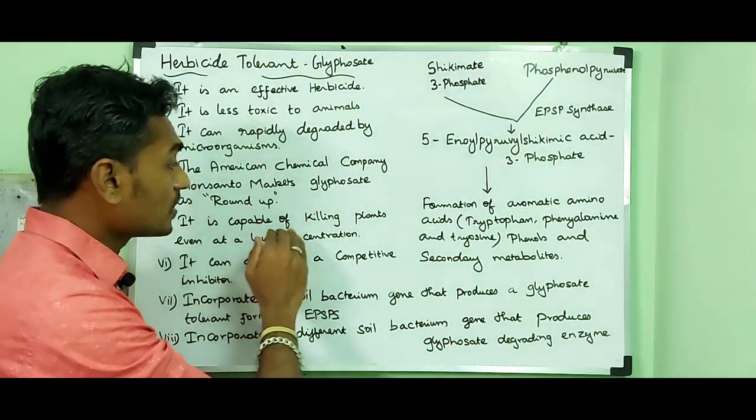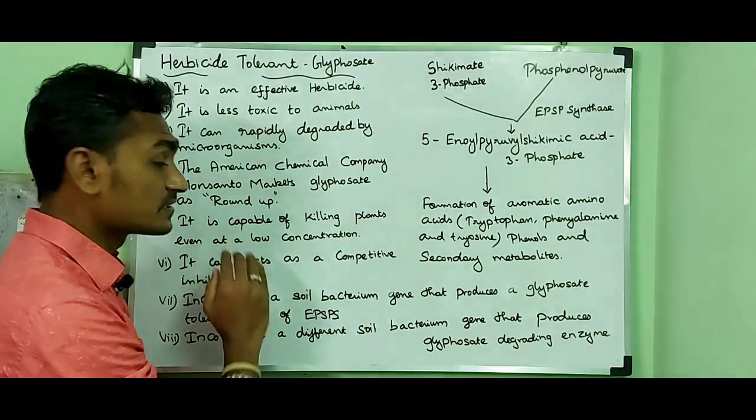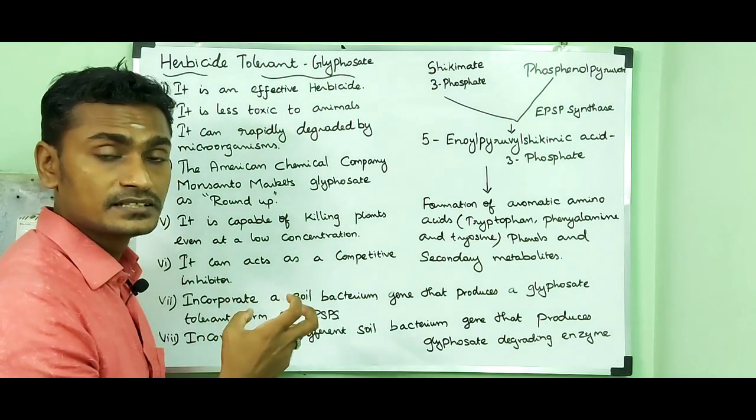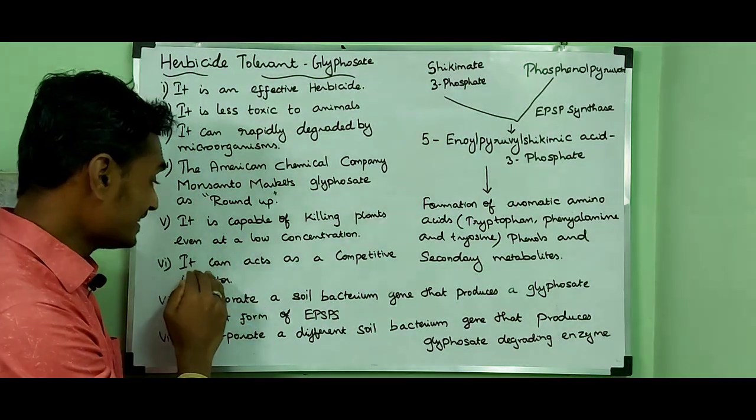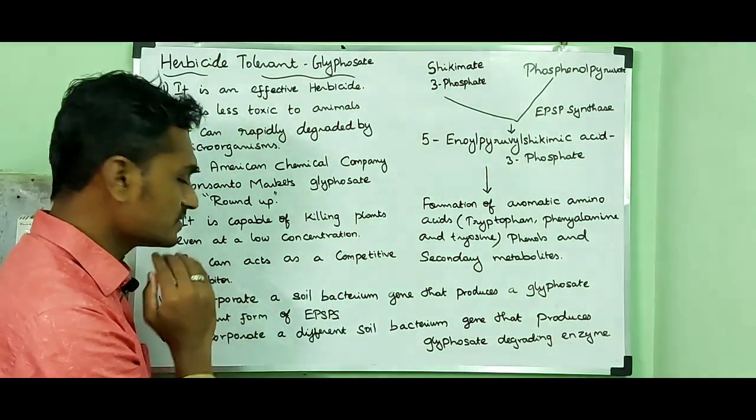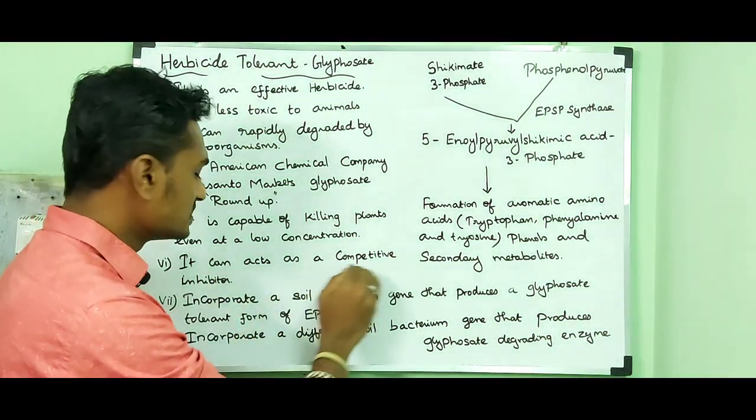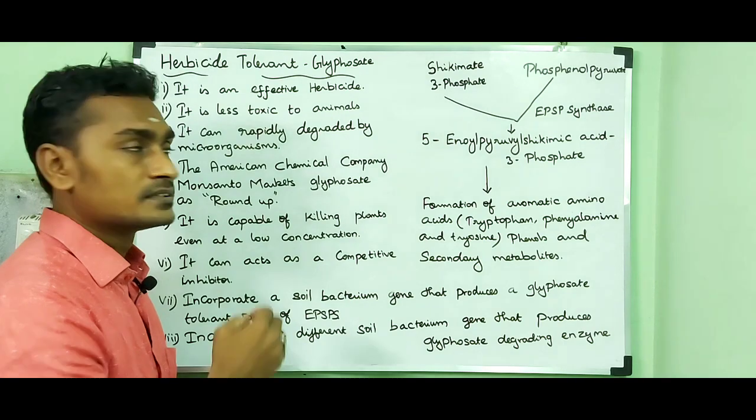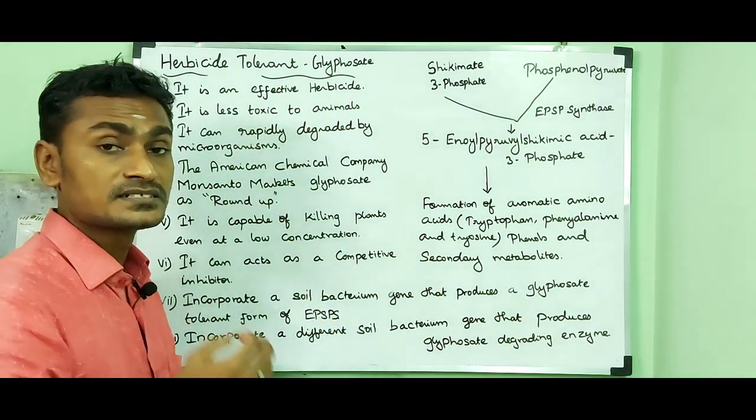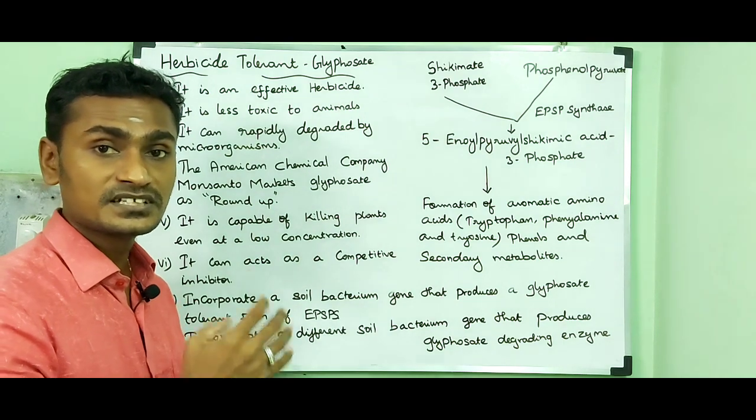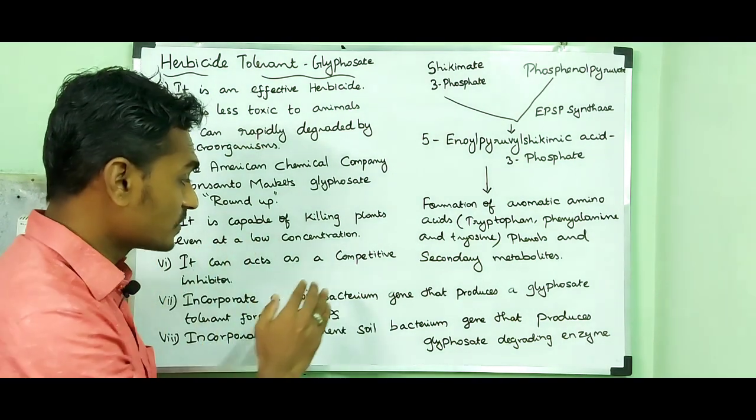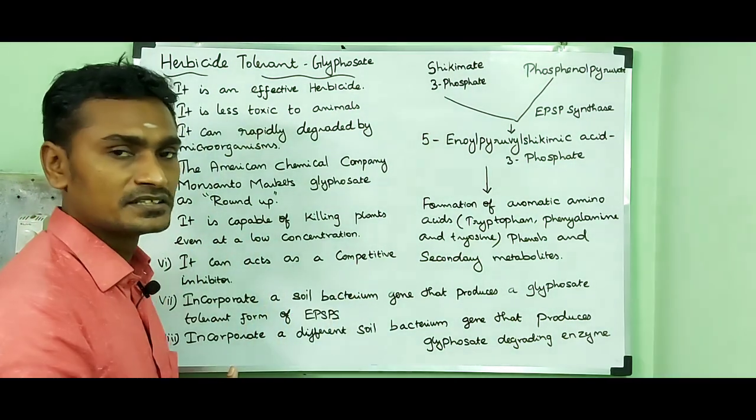It is capable of killing plants even at a low concentration. Then it acts as a competitive inhibitor. Competitive inhibitor means this glyphosate resembles the shape of the substrate. That is why it is called a competitive inhibitor.